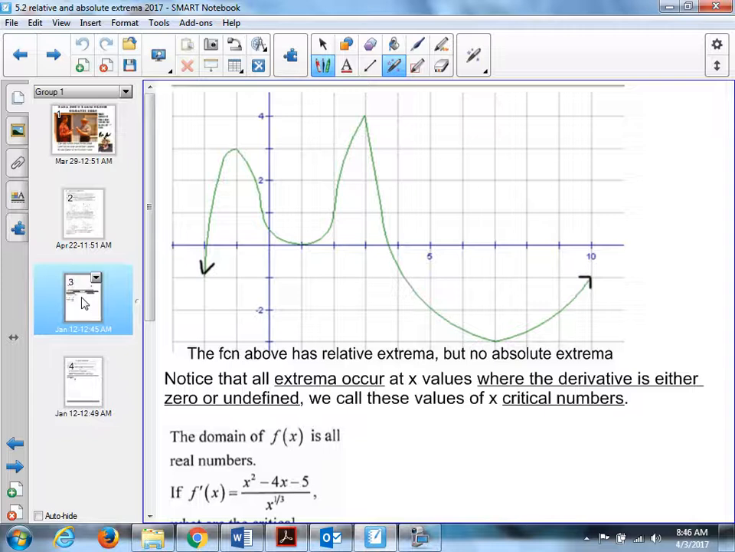Is it a 0 or is it a non-existent one? Take a look from the left, take a look from the right. What do you think? It doesn't exist. Why not?